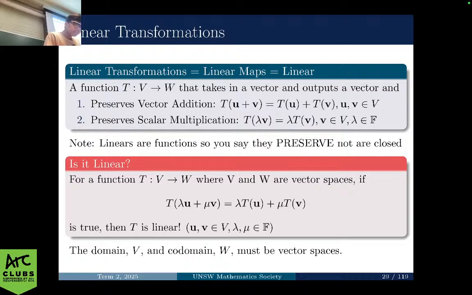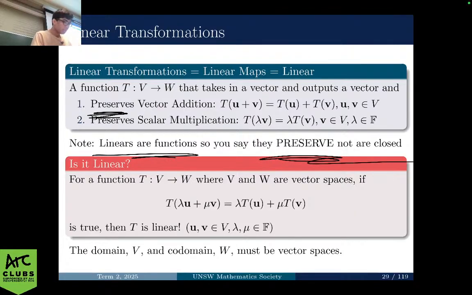So, linear transformations, or linear maps. Let's say I have some function that takes me from V to W. Both of these are vector spaces. Earlier we said subspaces had to be closed under vector addition and scalar multiplication. Here we say they're preserved. Linear functions are preserved, not closed. Linear transformations preserve vector addition and they preserve scalar multiplication.